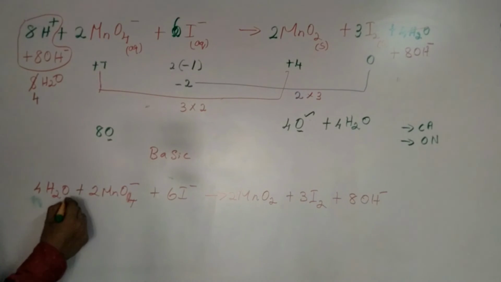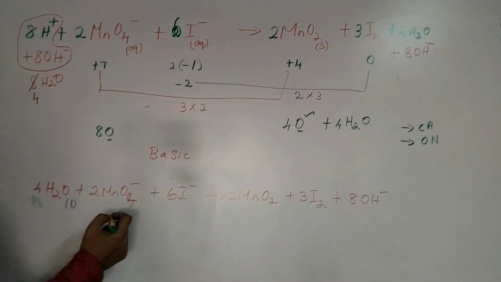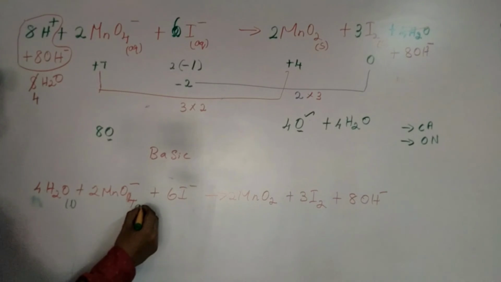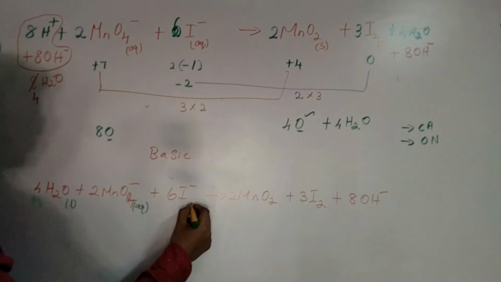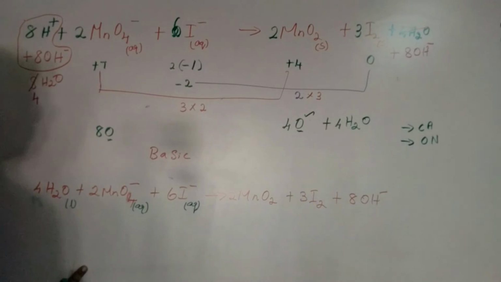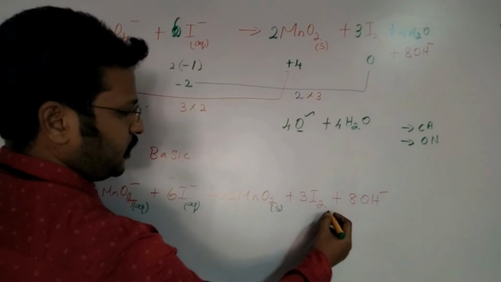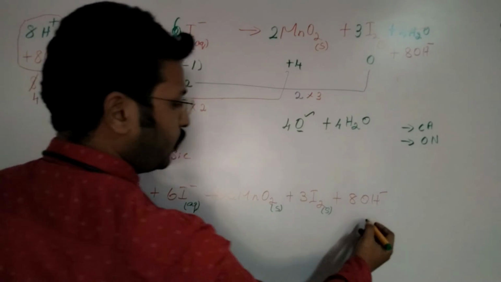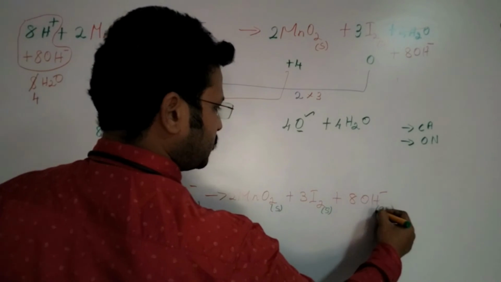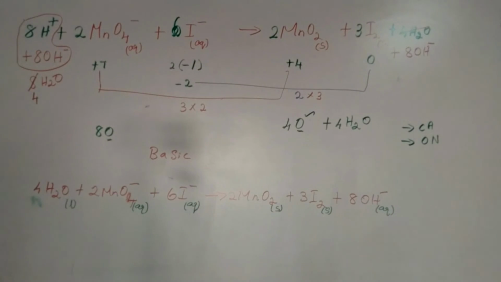So here H2O will be in liquid state and MnO4 minus will be in aqueous state and I minus will be in aqueous state. All the ions will be in aqueous state. And here this is in solid state and this is in solid state, and OH minus will be in aqueous state. So that's all, children. This is the method of balancing the redox reaction with respect to the oxidation number method.